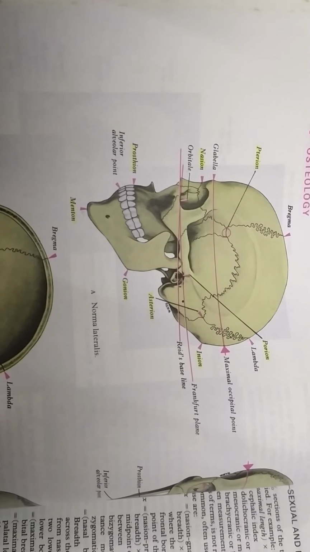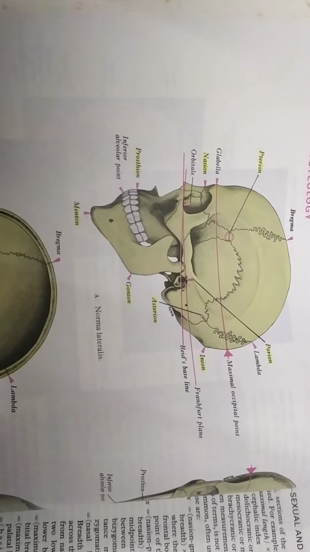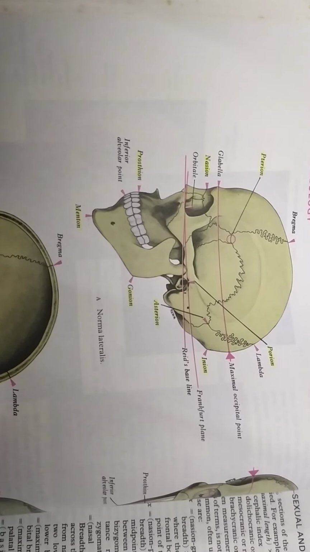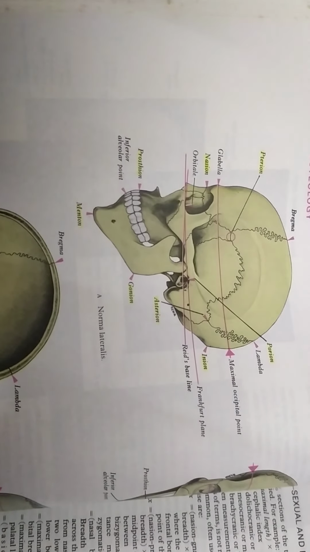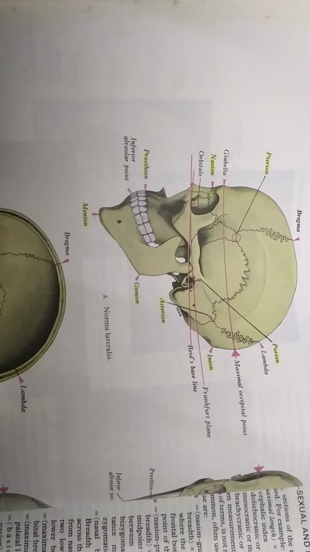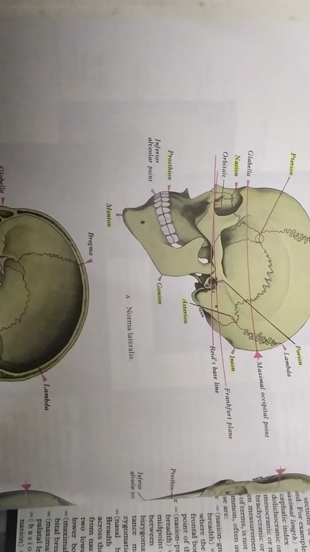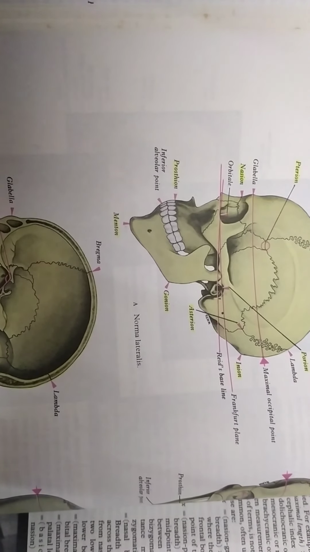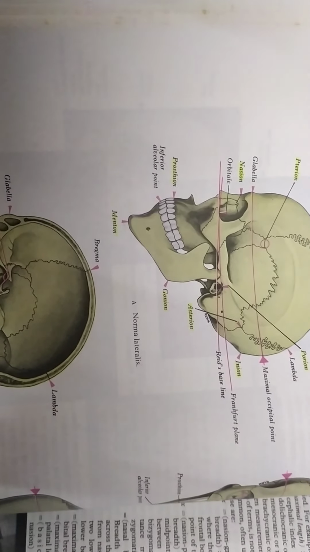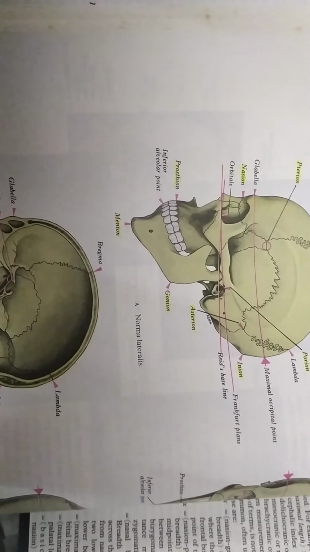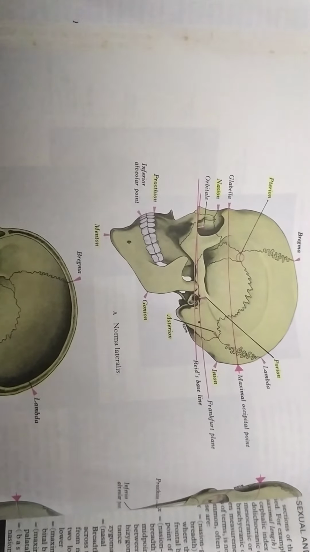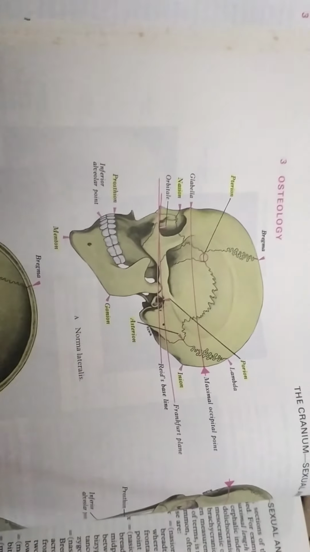First one is Terion, second ASTERION, third NASION, the fourth one is RHINION, fifth Gnathion, sixth is GONION, seventh is PROSTHION, eighth is MENTON, ninth is PORION, 10th is BASION, and 11th is INION. So let's begin with studying about Terion.